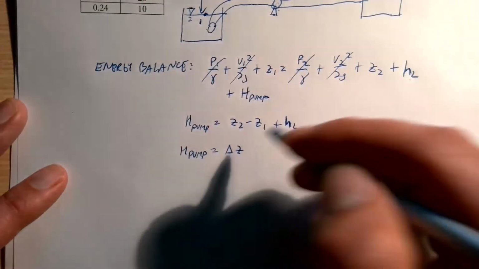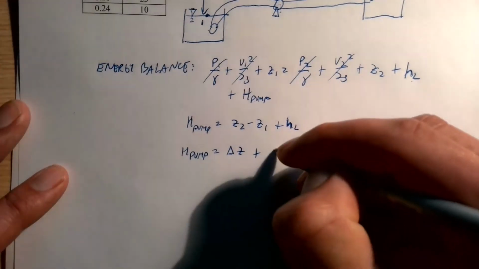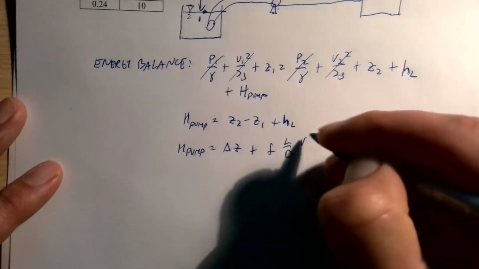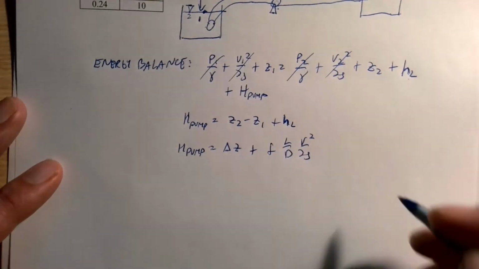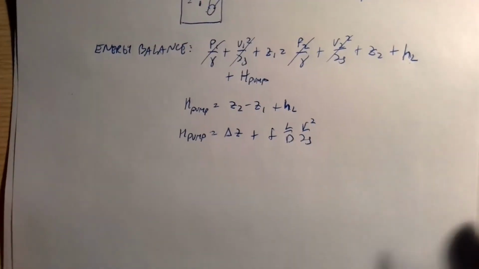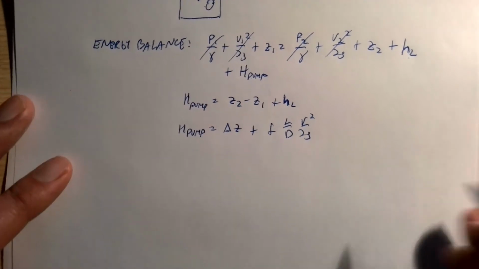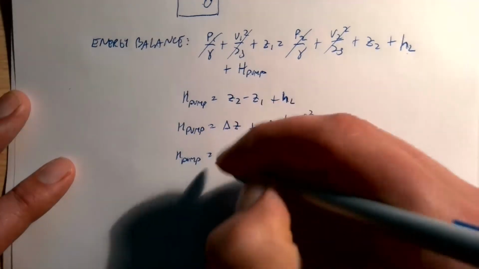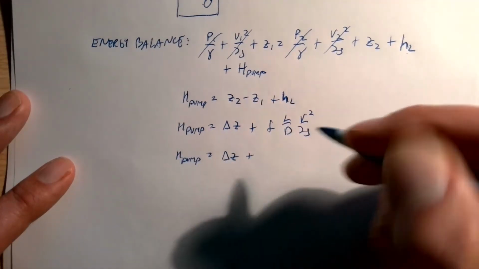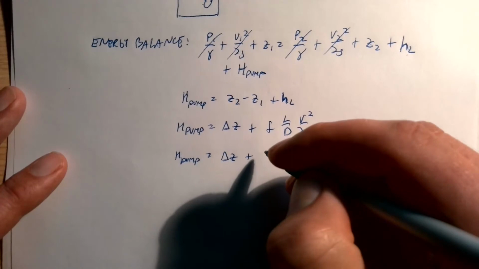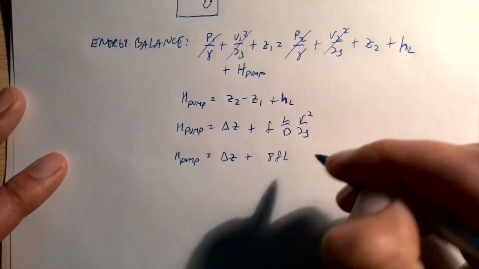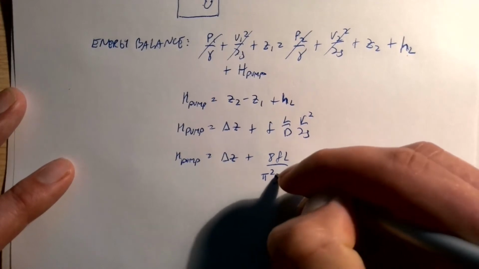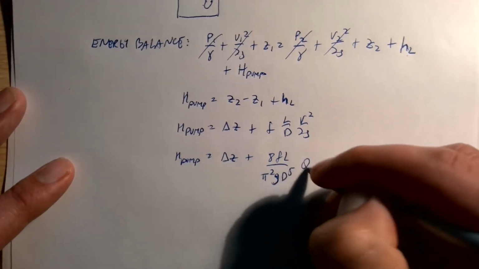That's our static head. And then our friction losses are going to be from the Darcy-Weisbach equation, FL over D, V squared over 2G. And then we can also rewrite that in terms of Q: delta Z plus 8FL over pi squared G D to the fifth times Q squared.